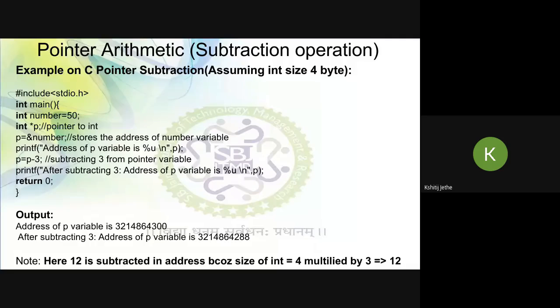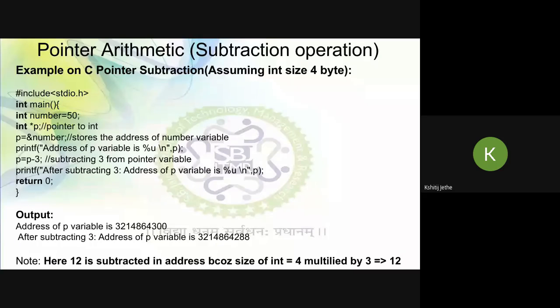When we perform the subtraction operation, p equal to p minus 3, it will not subtract 3, it will subtract 3 into data type size. What is the size of data type here? Again 4 bytes, because it's an integer. So 3 into 4, it will subtract 12 from the value of p. Initially the value of p was 4300, 12 will be subtracted, so we get 4288 in the output. After subtraction, when we print the address, we are getting 4288.